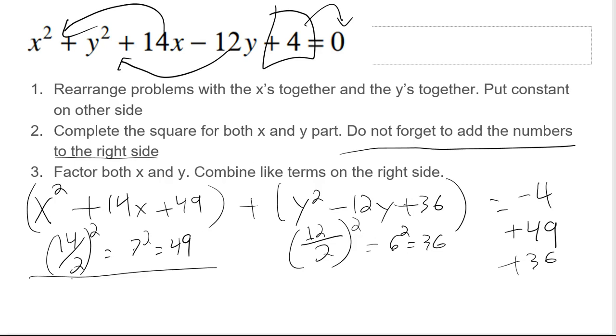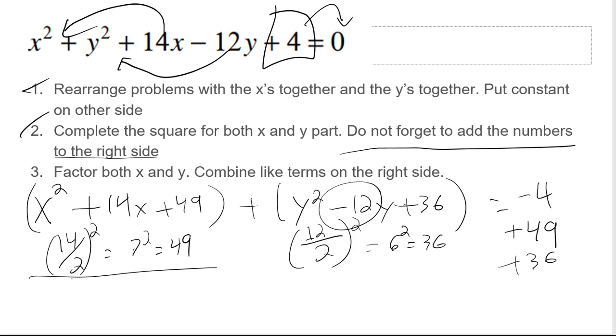So I rearrange it so I have x, x, and I have my number here. Then I have y, y, and I did complete the square with the 12. And I got 36. Remember, guys, if I add something to one side, I must add it to the other. So I'm going to add all these together. So that's 1 and 2 done.